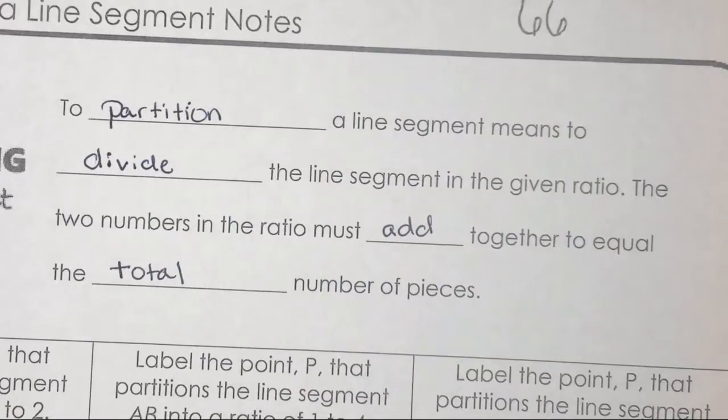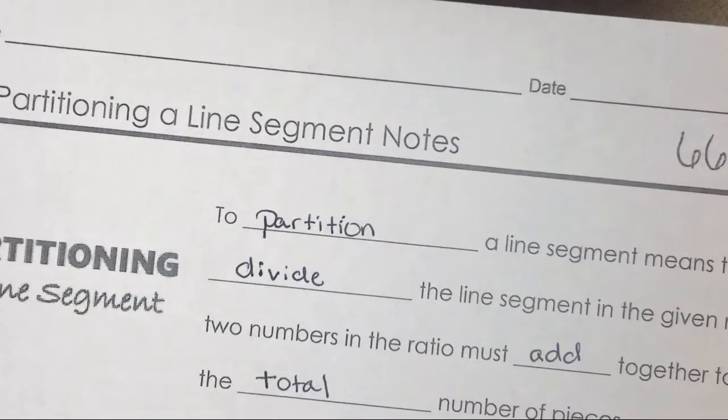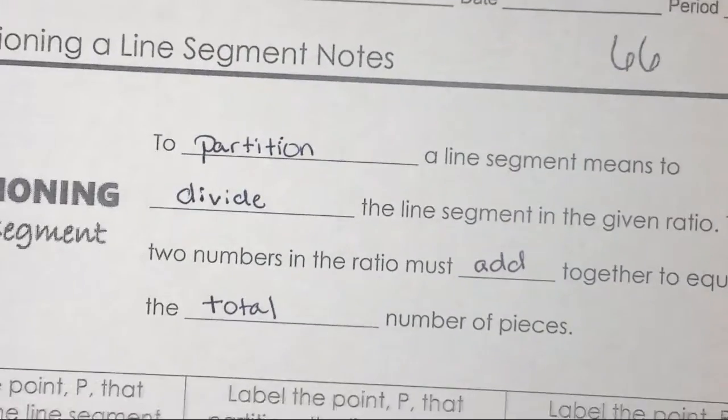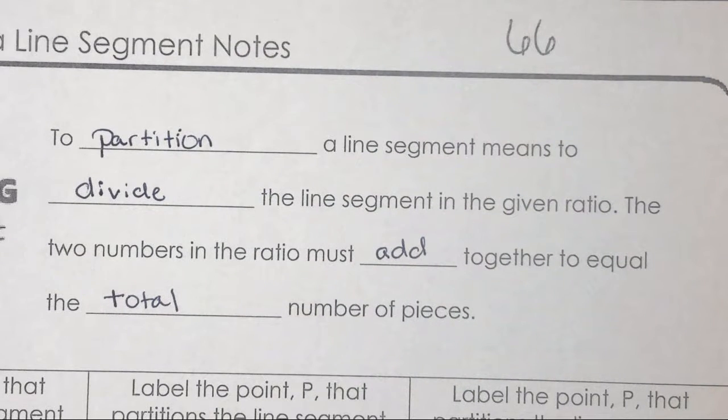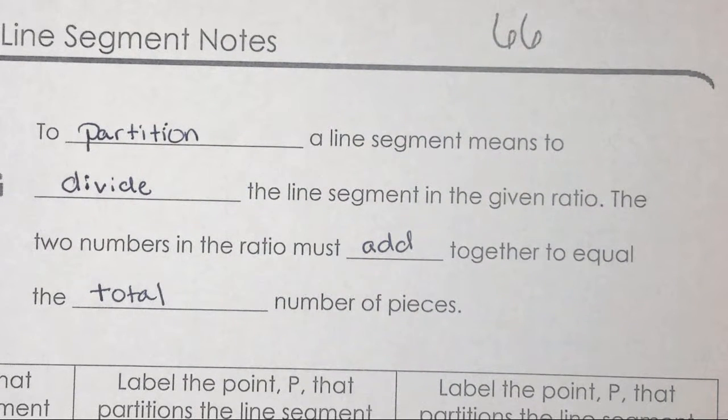All right, so these notes are called partitioning of a line segment notes. Partitioning of a line segment. It says to partition a line segment means to divide the line segment into the given ratio. The two numbers in the ratio must add together to equal the total number of pieces. I know that's a lot of words for y'all, but I'm going to show you what they're talking about.